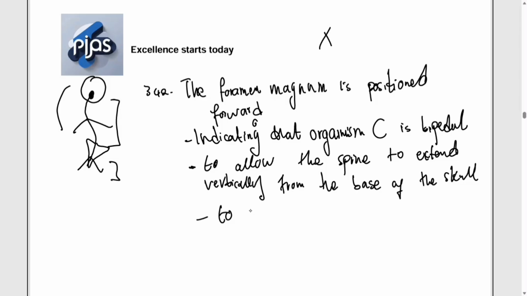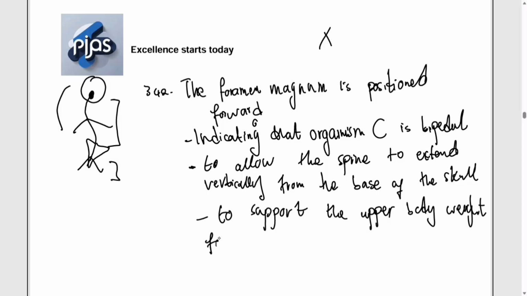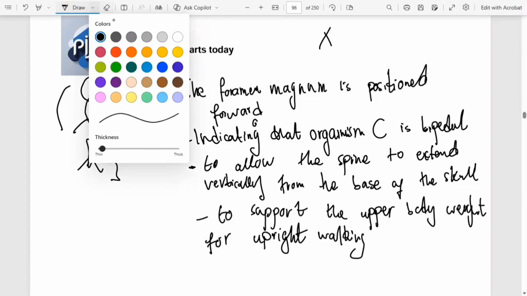You get my point? That is why we say that now to support the upper body weight, for upright walking. You get my point? For upright walking. But it was 3 marks, right?